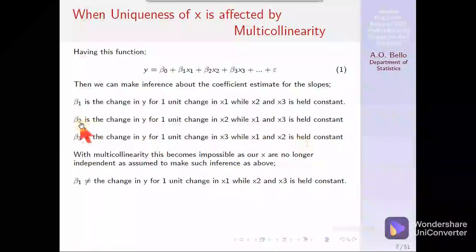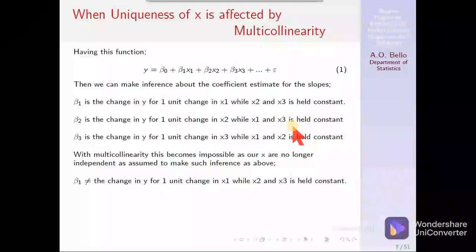The same way, when this coefficient or slope beta 2 is trying to tell us the change that is happening in y for 1 unit change in x2, you can see that we are talking about x1 and x3 having nothing to do with the process. They are held constant, they are fixed. This is a proper inference for our regression model, and this is what we expect to have.